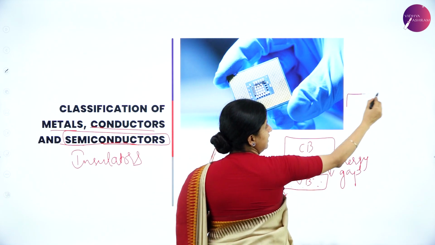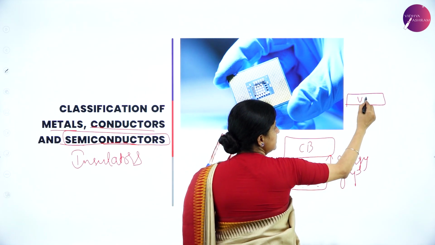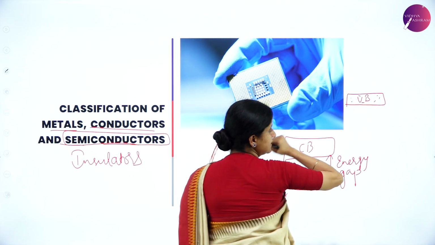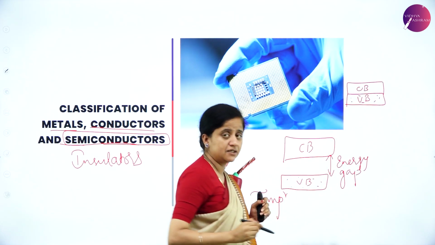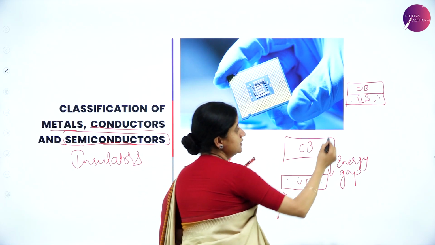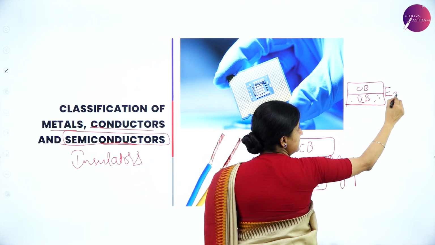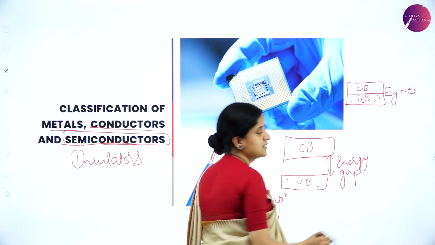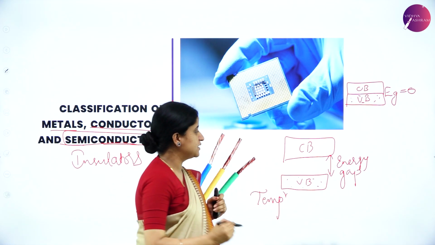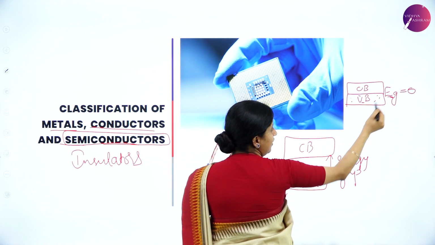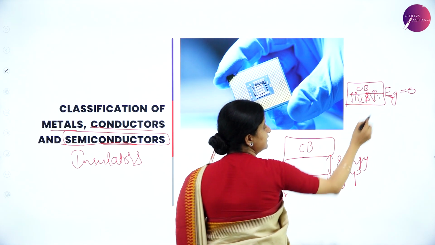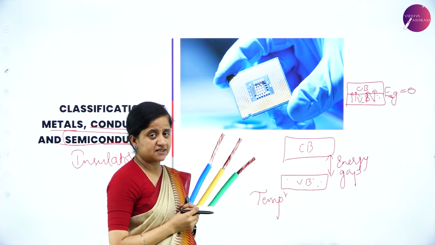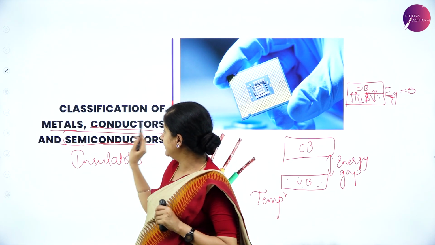As I told, when it comes to conductors, the valence band where the free electrons are present and the conduction band overlap each other. When they overlap, there is no gap between those two bands and the energy gap between them is zero. The energy gap is denoted by Eg. Because of this, the free electrons can easily move to the conduction band and that helps in the conduction process. This is for conductors.